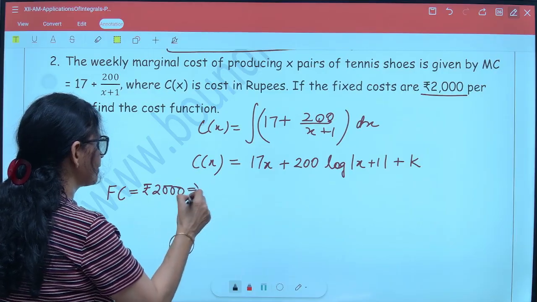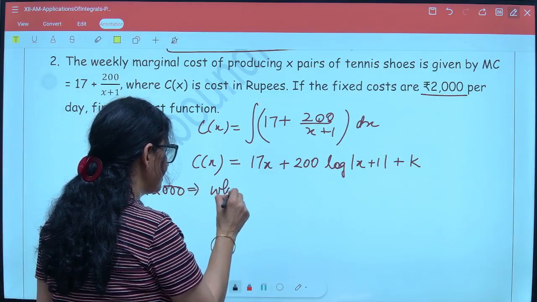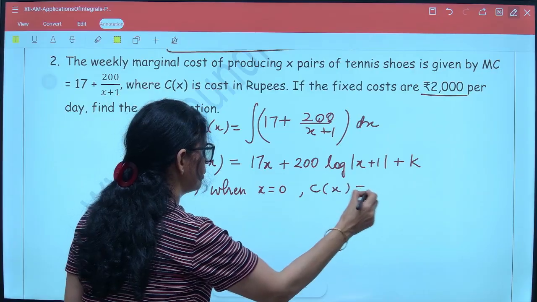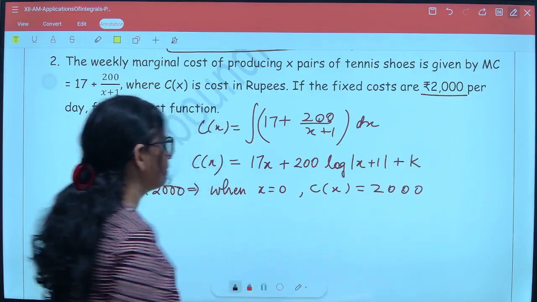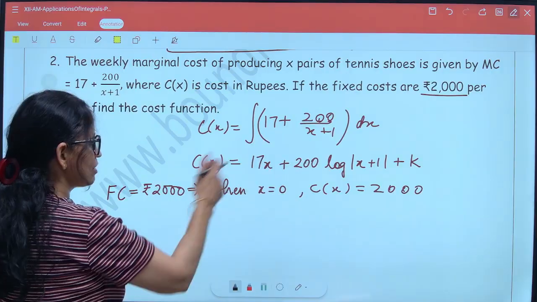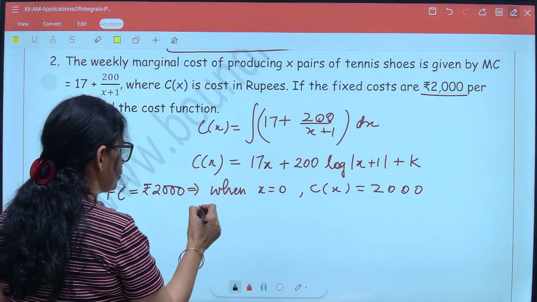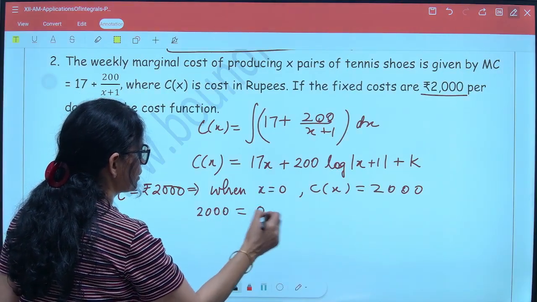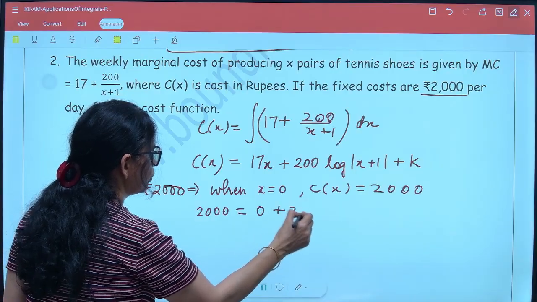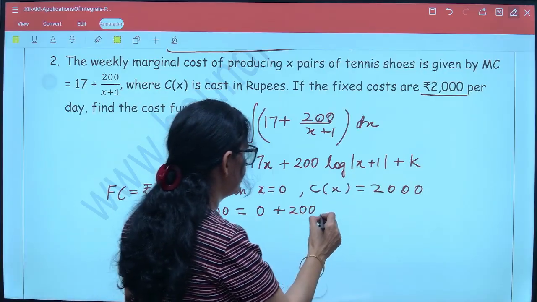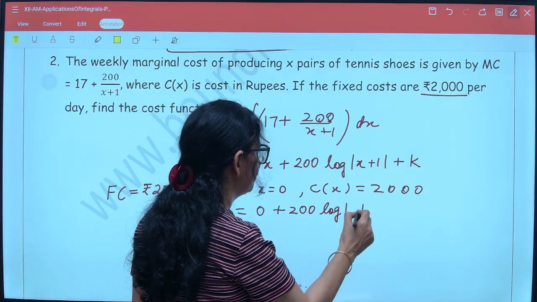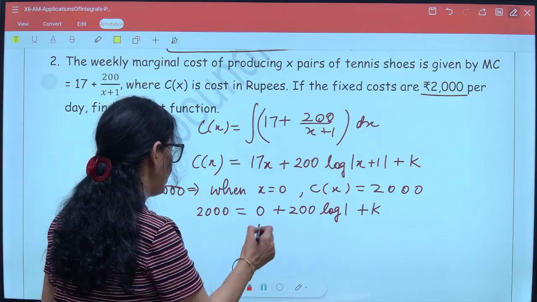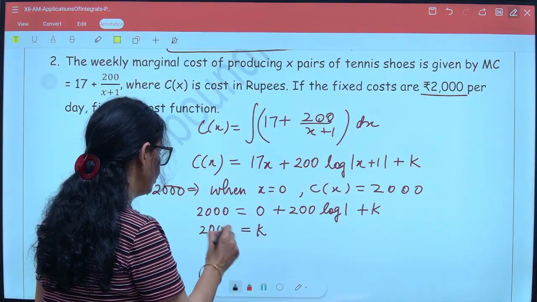This means when x is 0, the value of the cost function is 2000. So we need to put these values in the cost function and find the value of k. Now this becomes 2000 equals 17 into 0 is 0 plus 200 log of 0 plus 1, which is log 1, plus k. Log 1 is 0, so this term also becomes 0. That means the value of k is 2000.